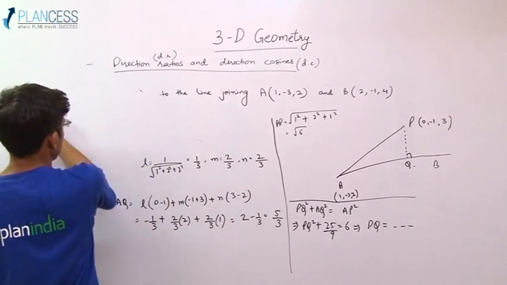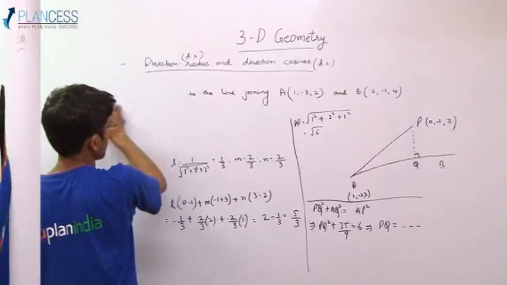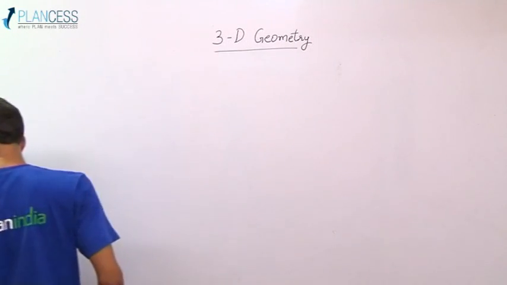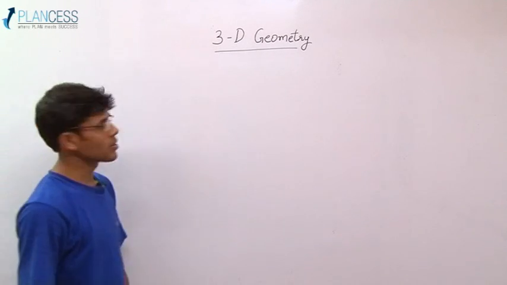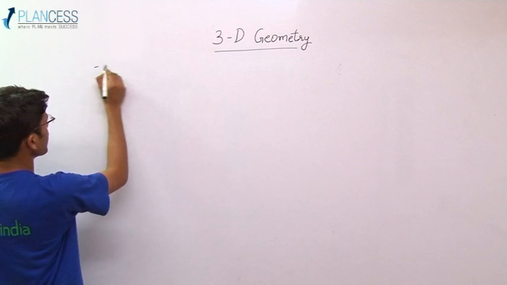So this was about direction ratios and direction cosines. So now let's move on to another topic. Before going to another topic, I would like to mention one important property, that area of a triangle.